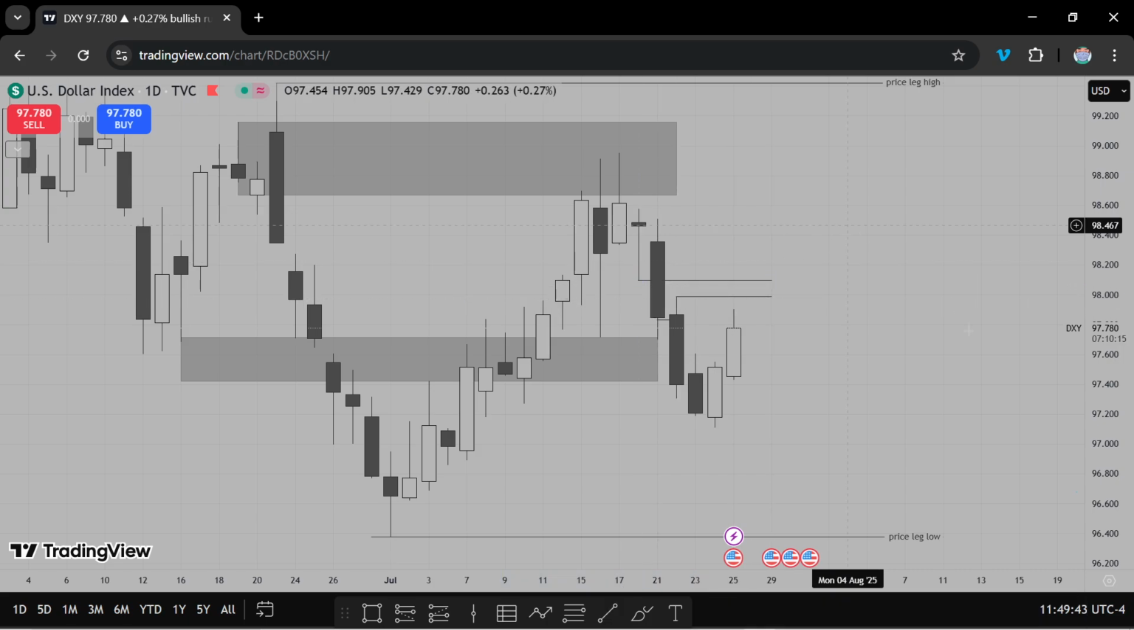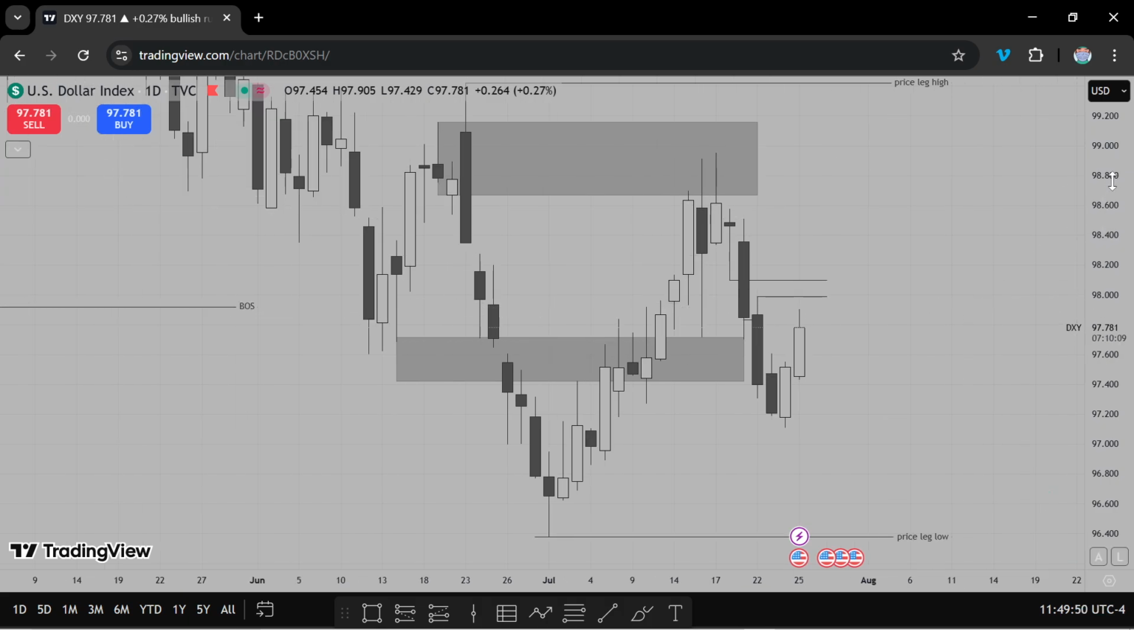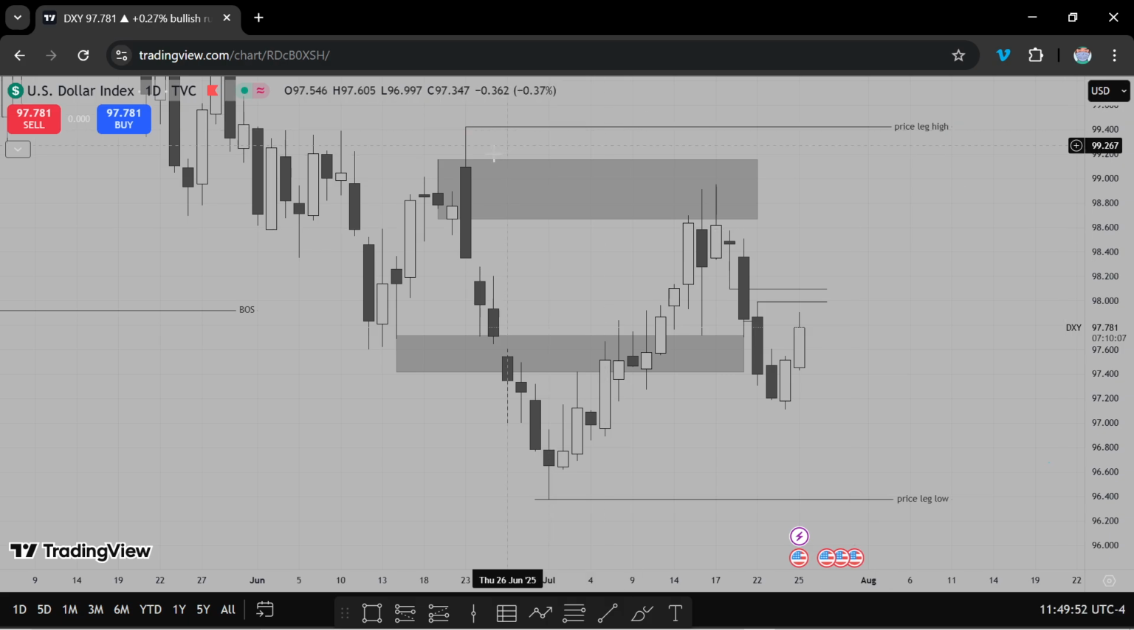So remember, we are saying we are bearish. Number one, we are bearish. We are currently respecting this price leg. What makes it a price leg? It is a swing high and a swing low with a fair value gap inside of it.